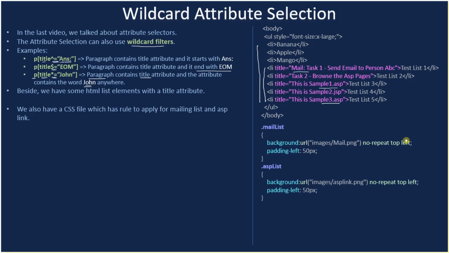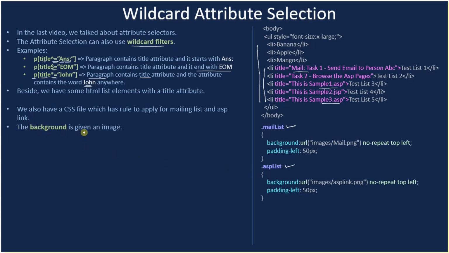Here we are having two rules. One is for mail list, a class attribute mail list, and another one is the rule for ASP list. Since here we have a dot, it represents any HTML element that contains a class attribute mail list will get this style. The same way we have a style rule for the class attribute ASP list.